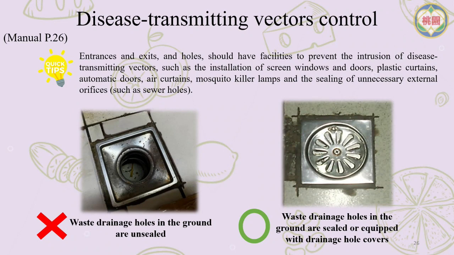In disease-transmitting vectors control, entrances, exits, and holes should have facilities to prevent the intrusion of disease-transmitting vectors, such as the installation of screen windows and doors, plastic curtains, automatic doors, air curtains, mosquito killer lamps, and the sealing of unnecessary external orifices.